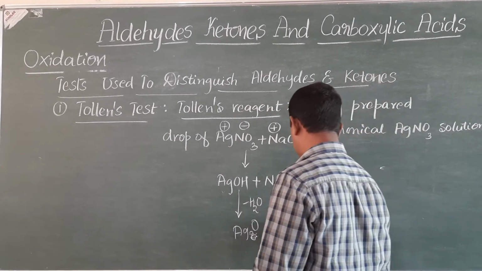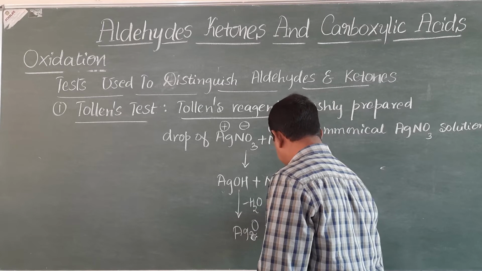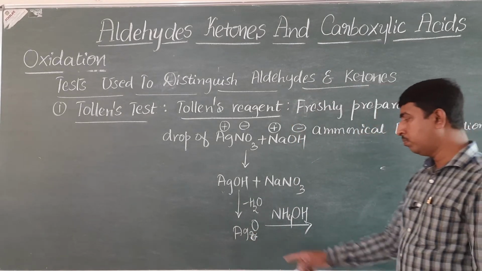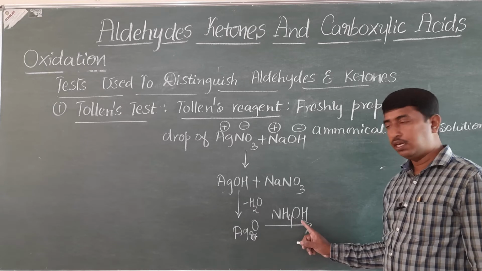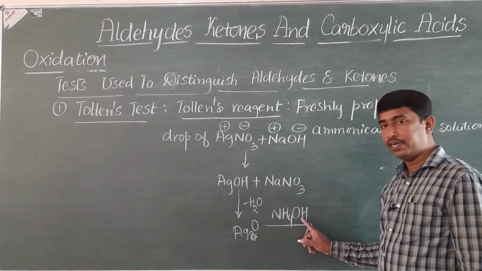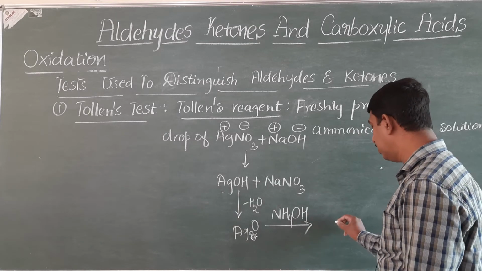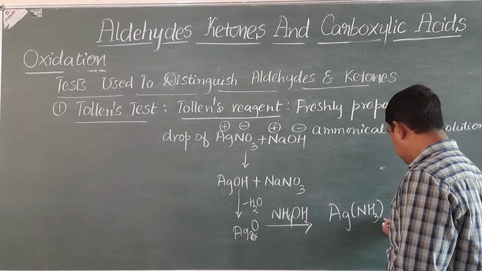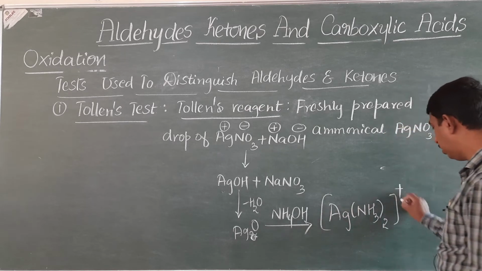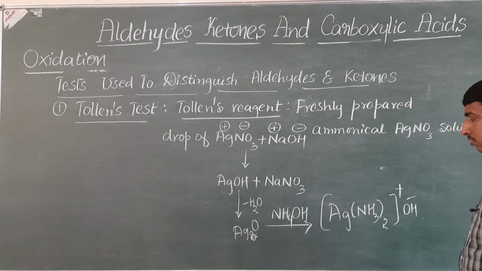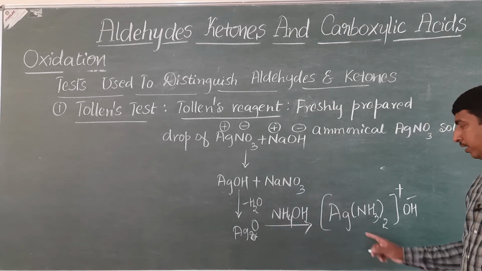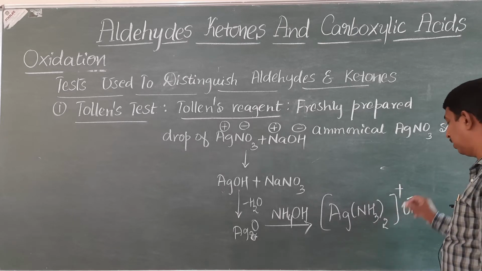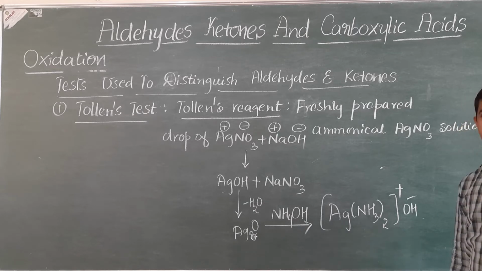So this silver oxide, or this precipitate, is dissolved. We'll get a brown colored precipitate here. This brown colored precipitate is dissolved by adding ammonium hydroxide. Thereby we'll get Tollens reagent. The formula of Tollens reagent is like this: [Ag(NH3)2]+ OH-. A complex of silver is formed, that is the [Ag(NH3)2]+ part plus OH-. So this is the preparation of Tollens reagent.